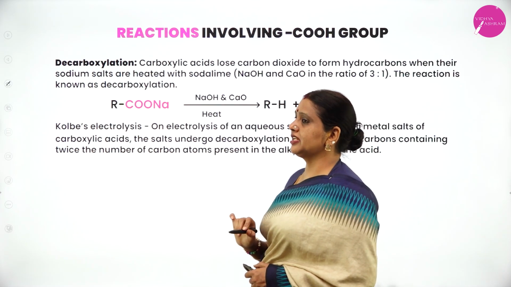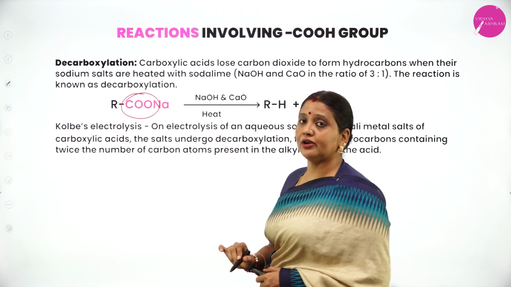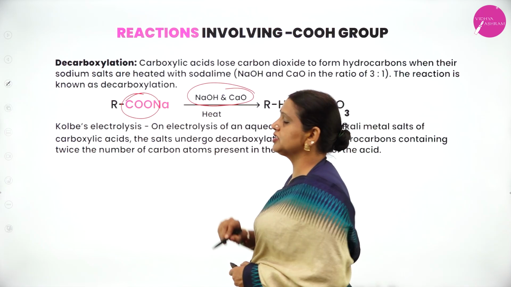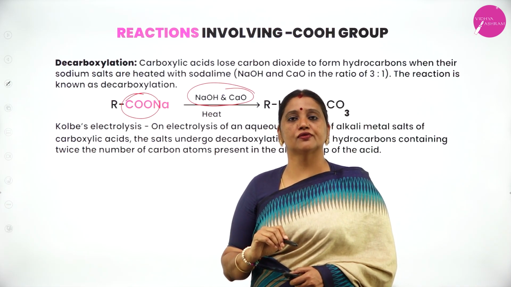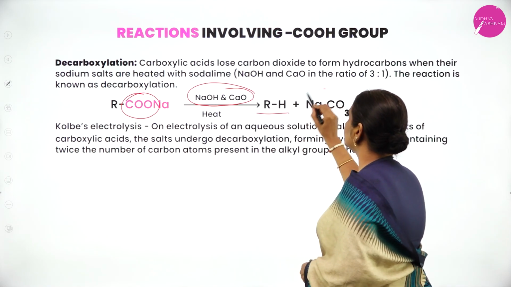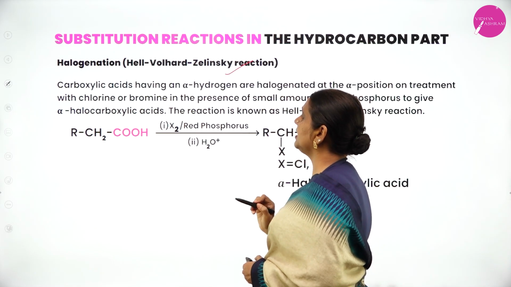Next, decarboxylation. What is decarboxylation? Removal of carbon dioxide. For that, you have to take sodium salt of carboxylic acid. It is heated with soda lime. What is soda lime? Soda lime is a mixture of sodium hydroxide and calcium oxide. So here you will get hydrocarbon with sodium carbonate.